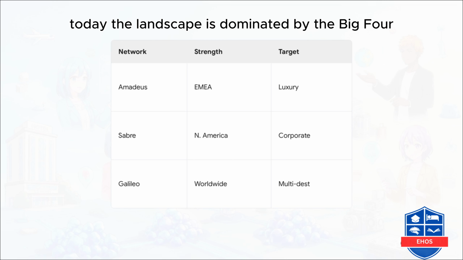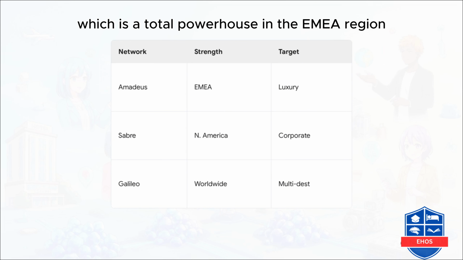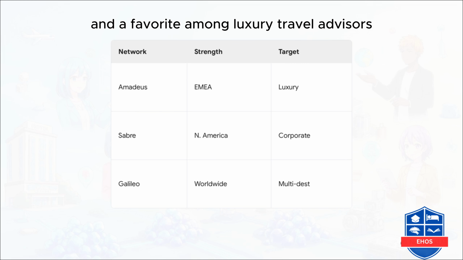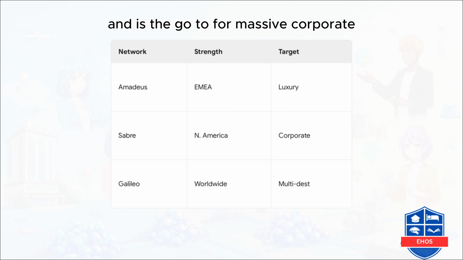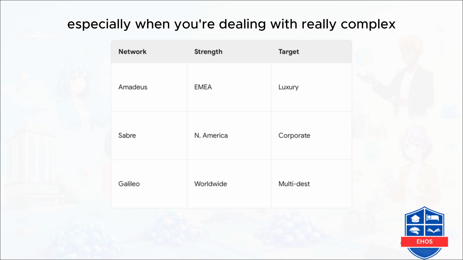Today, the landscape is dominated by the Big Four. You have Amadeus, founded by European Airlines, which is a total powerhouse in the EMEA region, and a favorite among luxury travel advisors. Then there's Sabre, which has deep roots in North America and is the go-to for massive corporate travel management companies. And rounding it out, Galileo and Worldspan offer incredible worldwide coverage, especially when you're dealing with really complex multi-destination itineraries.